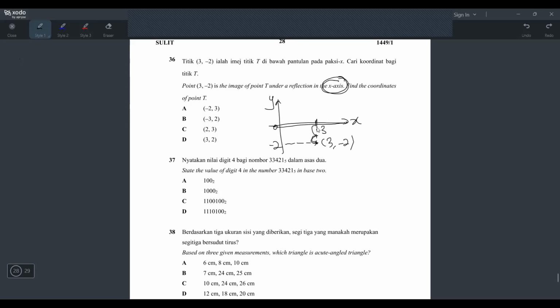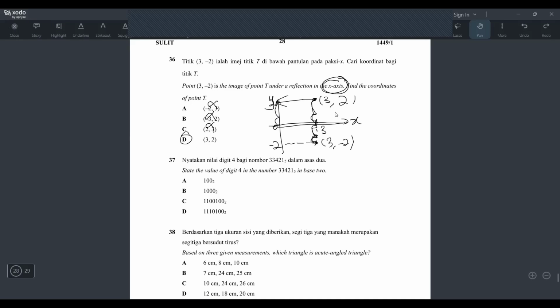So after we reflect, we will go up 2 units, 1, 2. So what is this coordinate? Of course, the x coordinate is 3. So A wrong, B wrong, C wrong, D is the answer. Because for A, B, C, the x coordinate is not 3. So the x coordinate should be 3. And why is the y coordinate 2? Because I go up 2 units from 0. So if I go up 2 units, yeah, (3, 2).